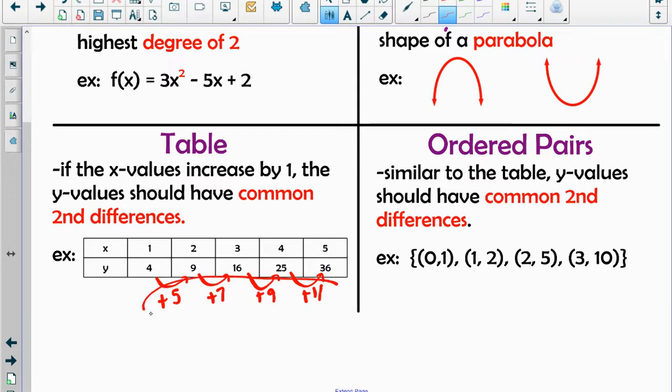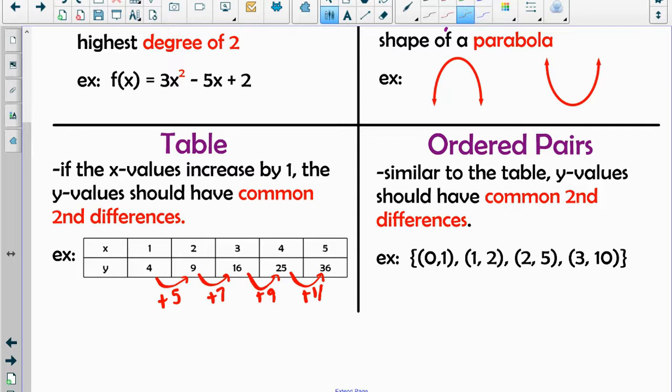Now what I've just drawn here, those are called first differences because they were the differences in the first y values. Now for linear functions, we'll have first differences that are the same number. For example, if we have a plus 5 in that first spot, it will always be plus 5, plus 5, plus 5. So obviously this is not a linear function.